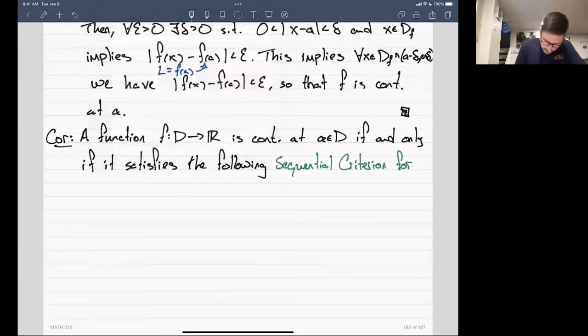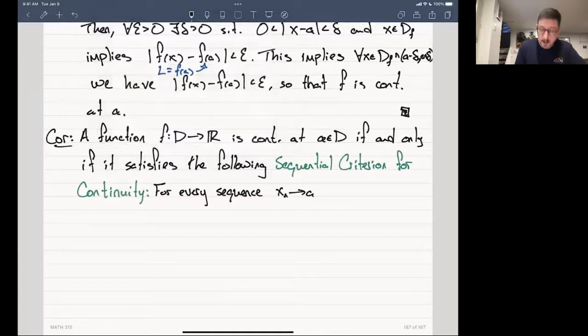for continuity. Remember, we had the sequential criterion for limits in the previous lecture. So we have the sequential criterion for continuity. And this says for every sequence xn approaching A, with, of course, xn in the domain because you have to be able to evaluate the function at these points, we have f of xn approaching f of A.